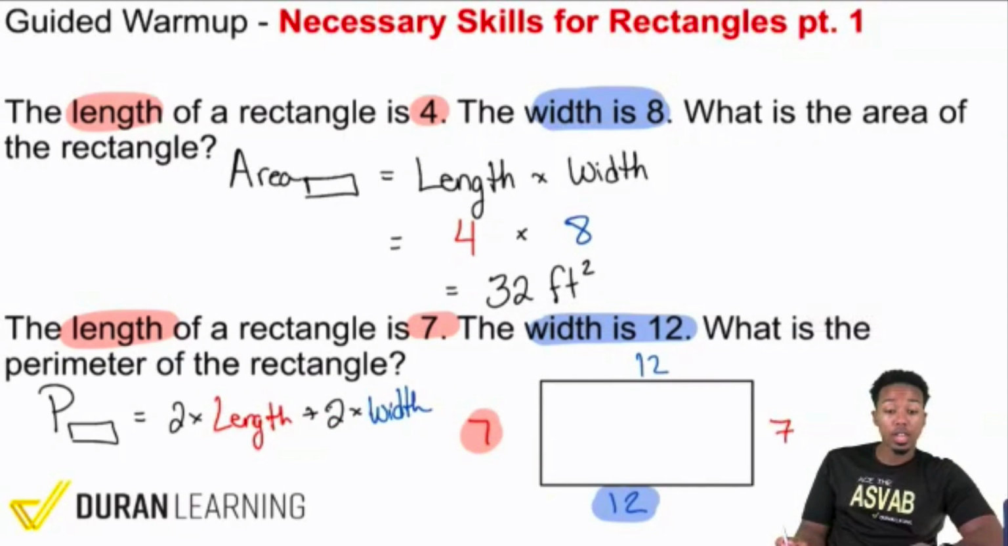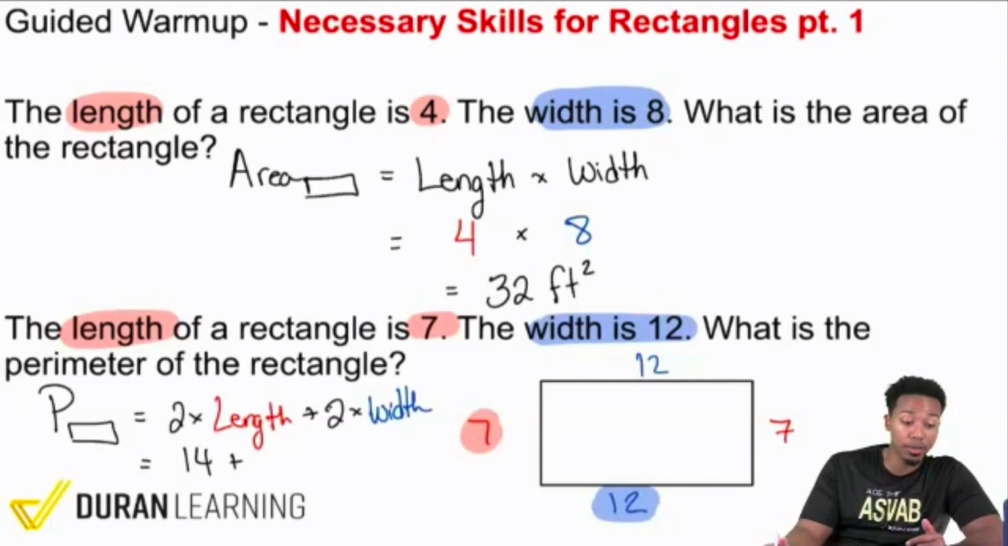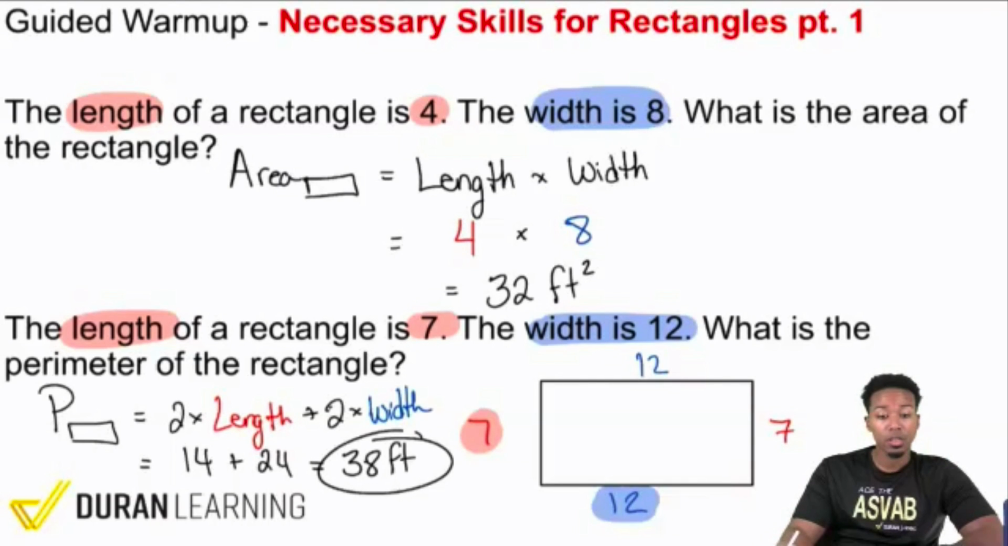Cool. So now that we have that going on, my party people, what's going to be 2 times 7, everybody? I had to. So 2 times 7, that's going to give us 14. And then the width, 2 times 12, that's going to give us 24. Everybody, 14 plus 24 is what? 38 feet, correct. So does anybody contest that at all? Everybody good here? Yes or no? Fred, go ahead.